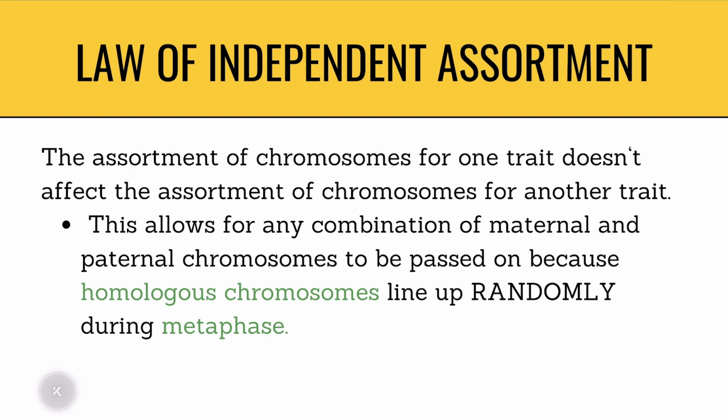So what that means is that you can have an infinite number of combinations of your parents' chromosomes because when the homologous pairs line up during meiosis 1, during metaphase 1, they don't always have to line up, all of your mom's chromosomes on the left and all of your dad's chromosomes on the right. They can mix and match as long as they're with their pair.